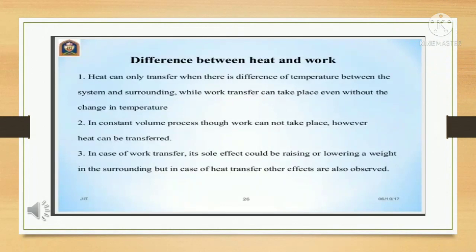The difference between heat and work. Heat can be transferred only when there is a difference of temperature between the system and the surrounding, whereas work transfer can take place even without a change in temperature. Second point is in constant volume, work cannot take place, however heat can be transferred. And third point is in case of work transfer, its sole effect could be raising or lowering a weight in the surrounding, but in case of heat transfer other effects are also observed.